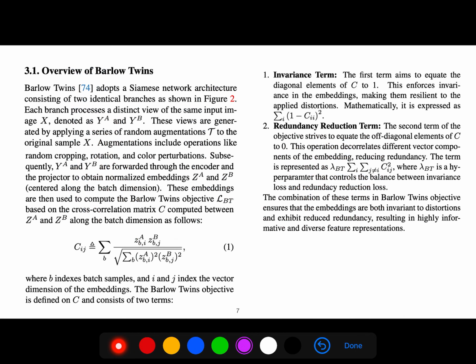So, just a quick overview of Barlow Twins that I discussed in the previous lecture. First, we calculate this cross-correlation matrix. If you write the loss, the first term aims to equate the diagonal elements. This enforces invariance in the embedding, making them resilient to applied distortions. The second term in the loss strives to equate the off-diagonal elements of C to 0.